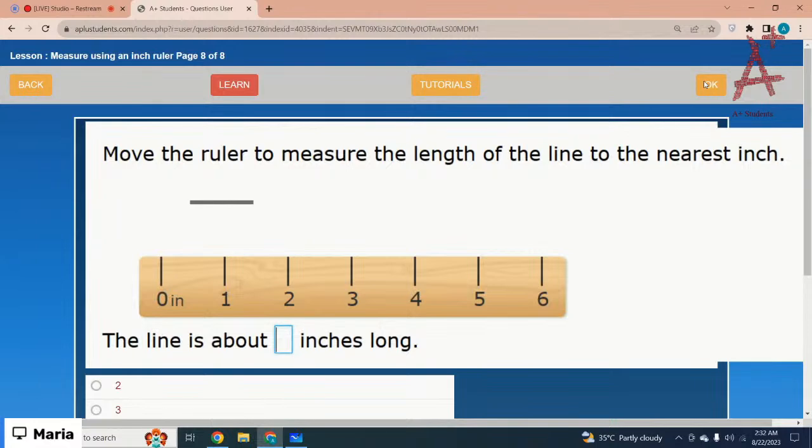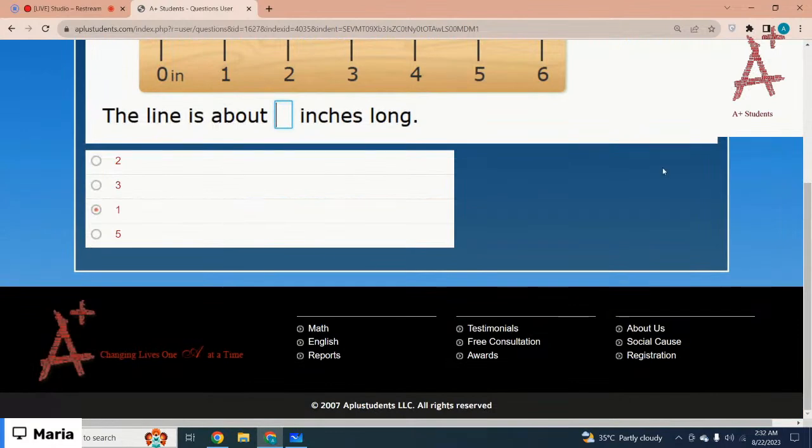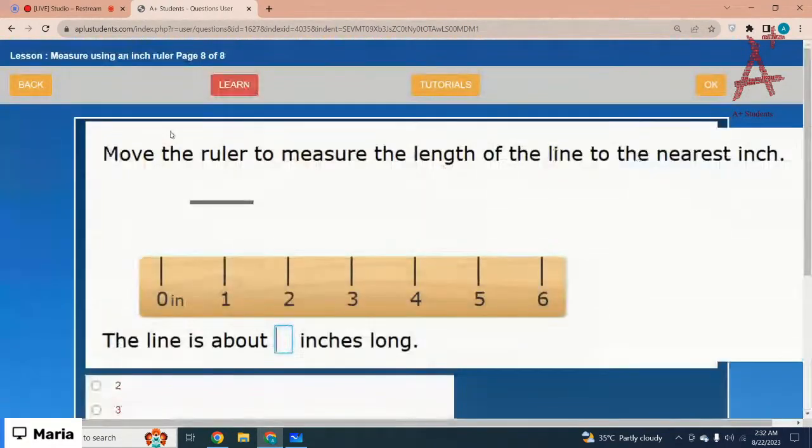It would be just 1 inch long, right? Okay, we are done with the lesson. Let's just start with the next lesson.